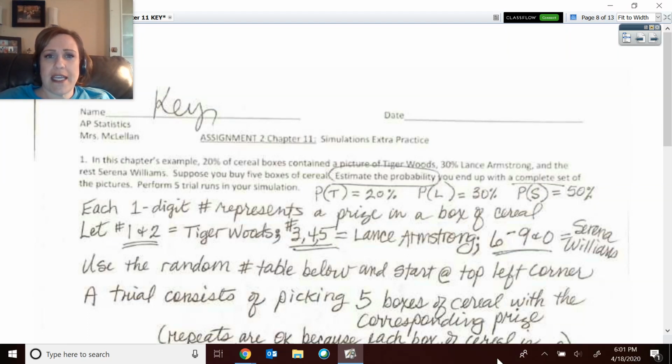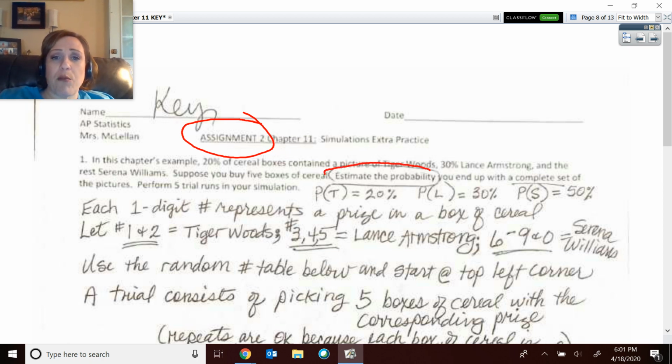Hi guys, we're going to go ahead and do the Chapter 11 Simulations Assignment 2. So this was more practice where you did not know which type of simulation, if it was one of the ones where you just looked at a set number of items, or if you were going until you found a certain outcome. All right, so here on this first problem where we were looking at the cereal boxes, we were estimating that probability. So we were going to get a percent.